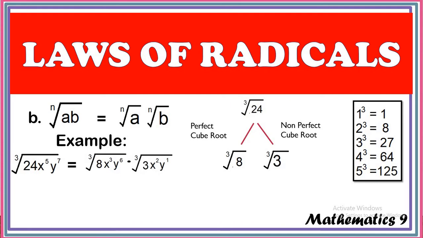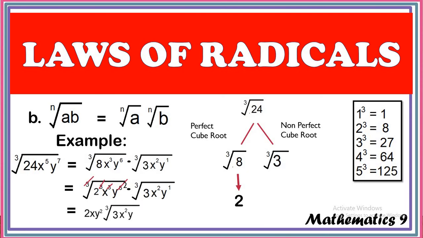Now, in x, we have x raised to 5. Our exponent is 5, and our index is 3. So, get the number of 3s in 5, and the difference will be put on the other side. Next, in y raised to 7, get the number of 3s in 7, so that is 6 and the difference is 1. Put that again on the other side. Then your 8 will become 2 cubed, so we can cancel it. Your 6 will become 2, and your final answer will become 2xy squared. Then copy the cube root of 3x squared y.